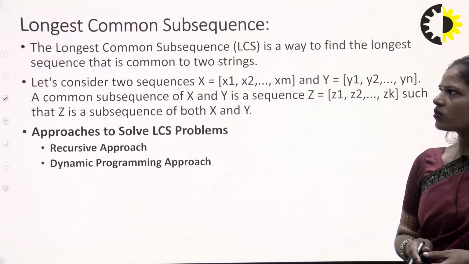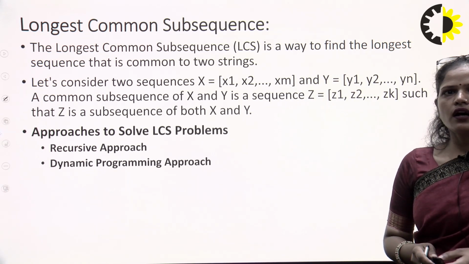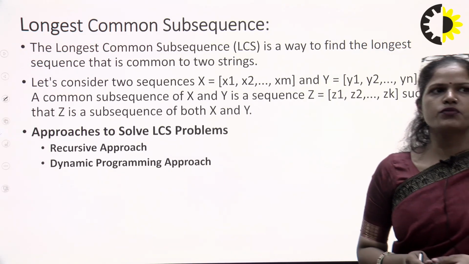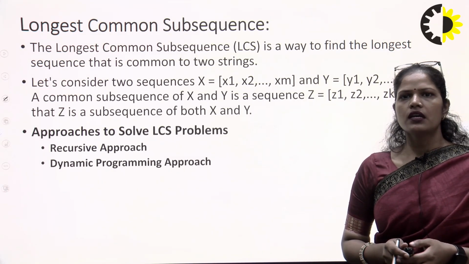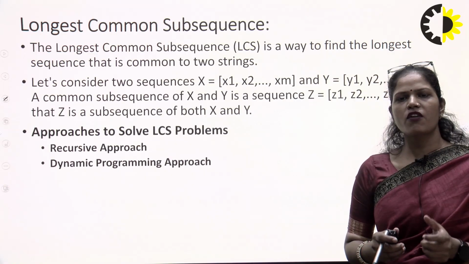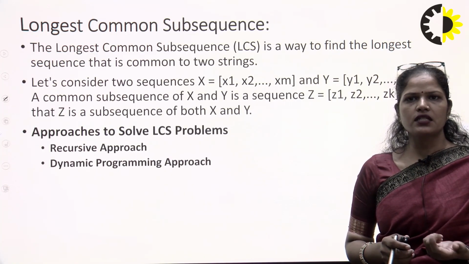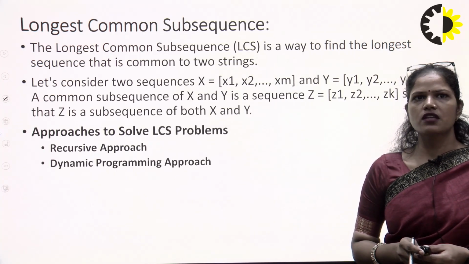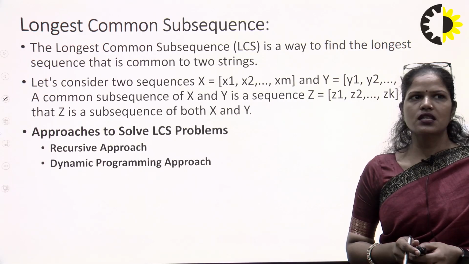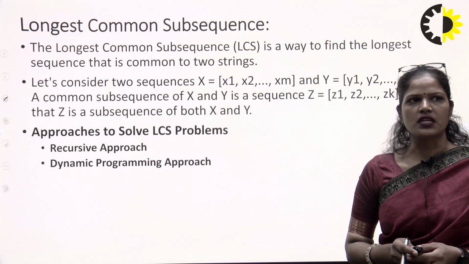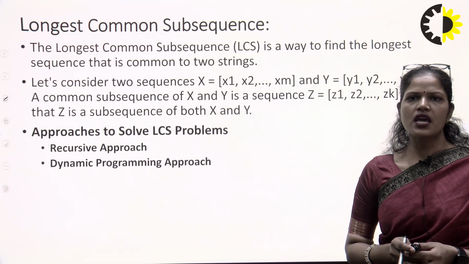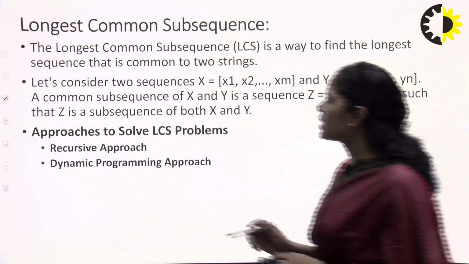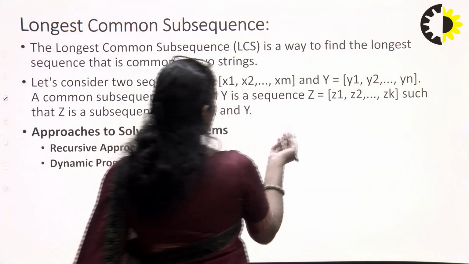Next we will talk about how it works and how it is practically implemented, right? The longest common subsequence, as its name implies, finds the maximum number of matchings present in the original string. A common subsequence is a way to find the longest sequence that is common in two strings. Let's consider we have two strings, X and Y. The length of the X string may be anything.